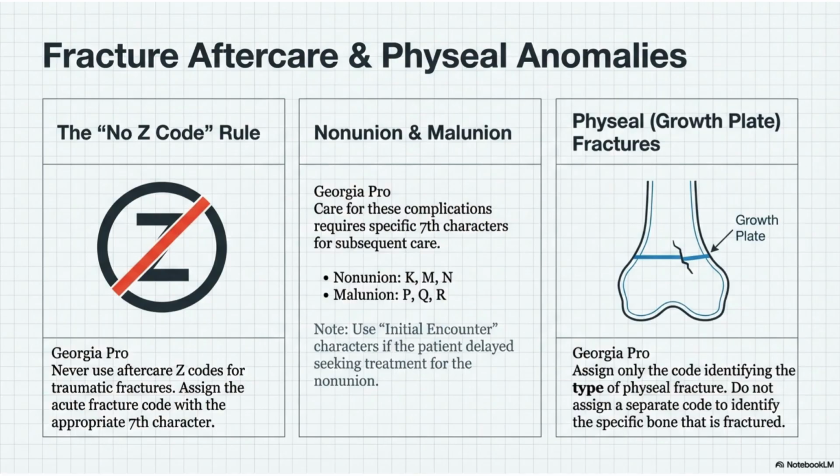When dealing with non-union or malunion, we use specific seventh characters that identify the complication. And if the patient delayed treatment and is now presenting for the first time with a non-union, we still use the initial encounter character. For physeal fractures or growth plate injuries, we assign only the code that identifies the type of physeal fracture. We do not add a separate code for the bone involved. The physeal code already captures that information.